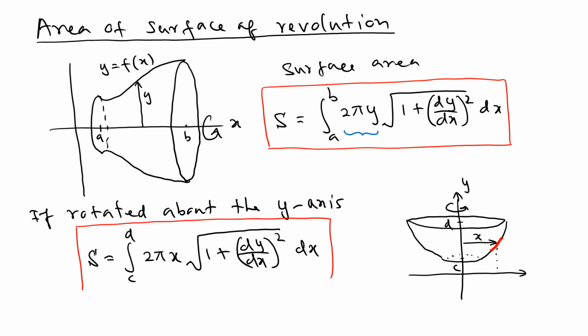The only thing you need to remember is that it only changes this part of the function. If we rotate about the x-axis, you have a y term here. If you rotate about the y-axis, you have an x term there. This part is the same, along with the dx. So this whole part is the same.